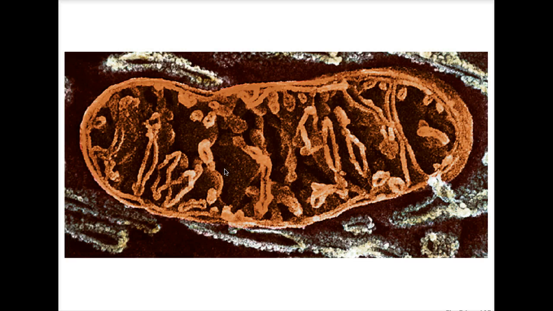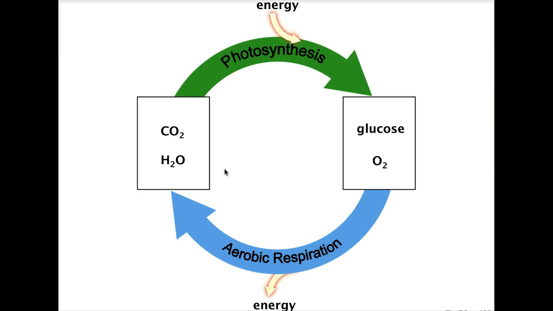This glucose can then be used by mitochondria, which we see here on the screen. All eukaryotic organisms, whether they be plant, animal, protist, or fungi, possess mitochondria. And the mitochondria we know of as the powerhouse of the cell, for it is the one that produces the ATP.